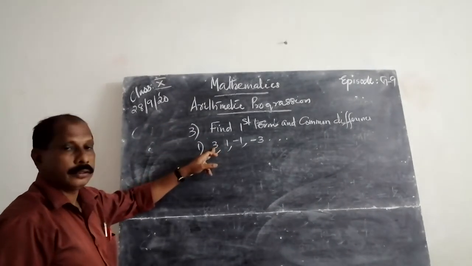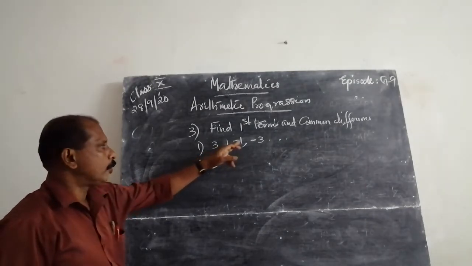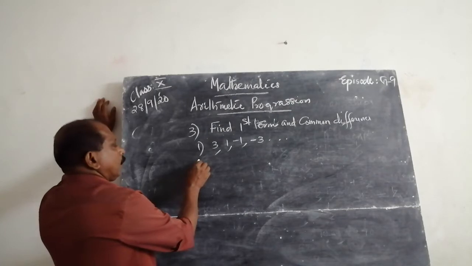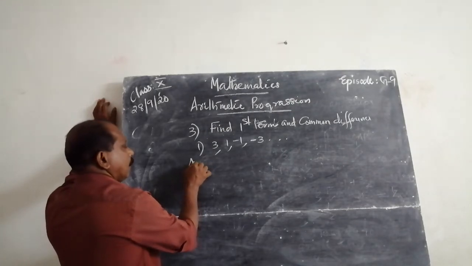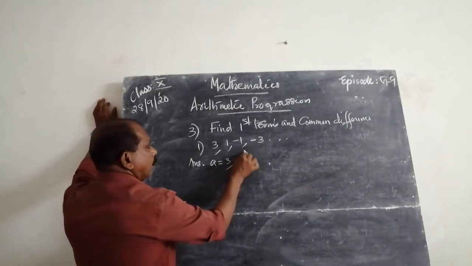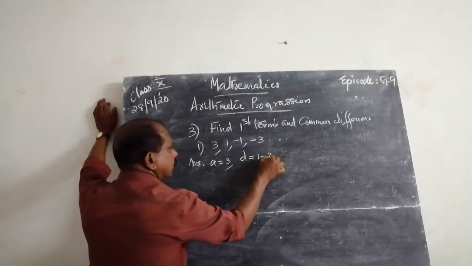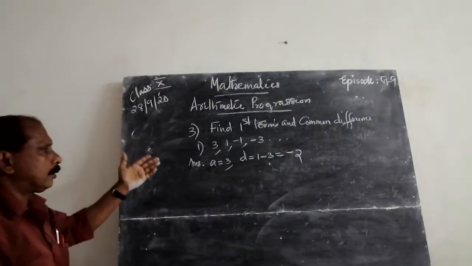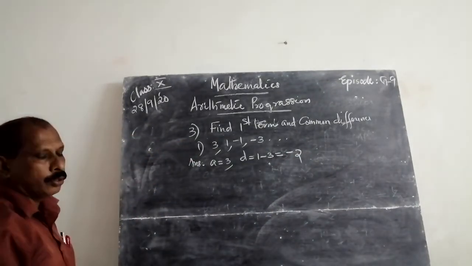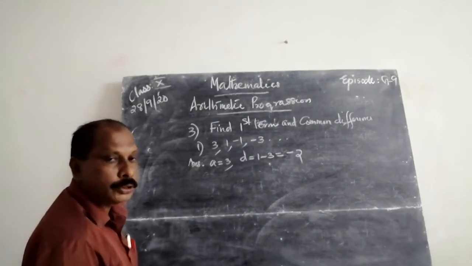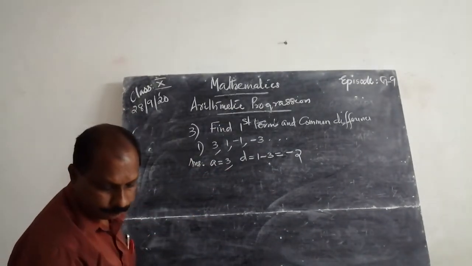1 minus 3 is minus 2. Minus 1 minus 1 is minus 2. They are equal. Therefore, answer: A is equal to 3, B is equal to 1 minus 3, which is minus 2. That is, 3 plus minus 2 is 1, 1 plus minus 2 is minus 1, minus 1 plus minus 2 is minus 3. Therefore, these are the terms.